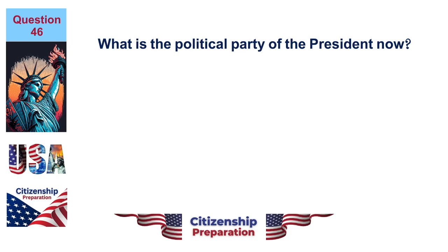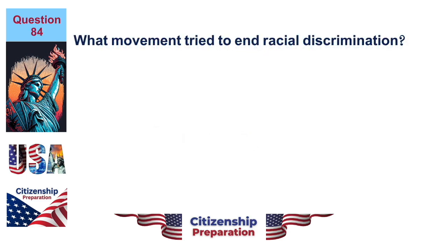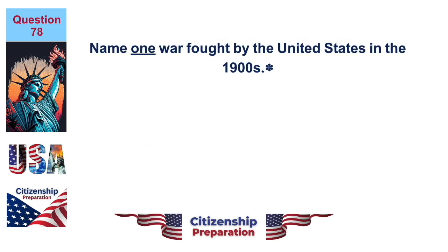What is the political party of the president now? Republican. What movement tried to end racial discrimination? Civil rights movement. Name one war fought by the United States in the 1900s. World War I.